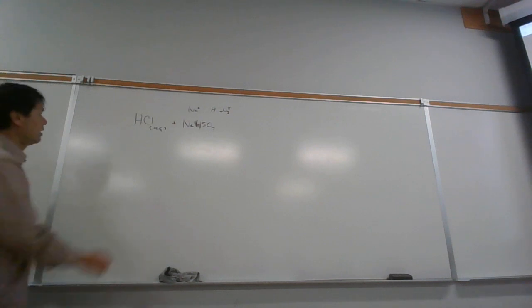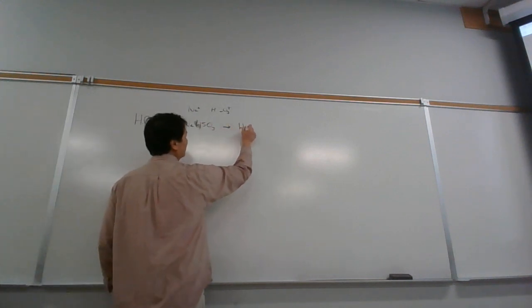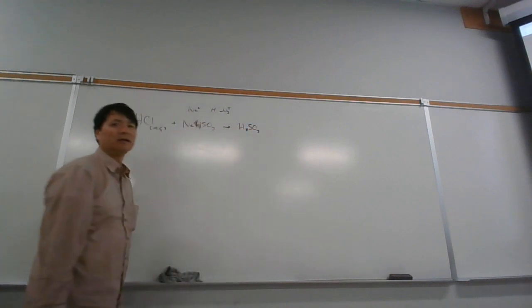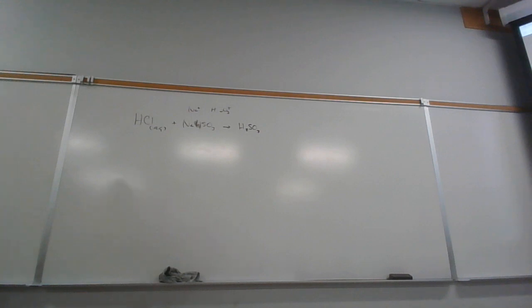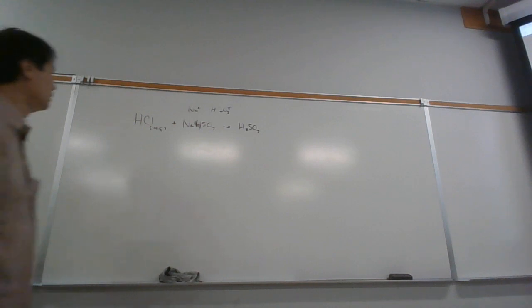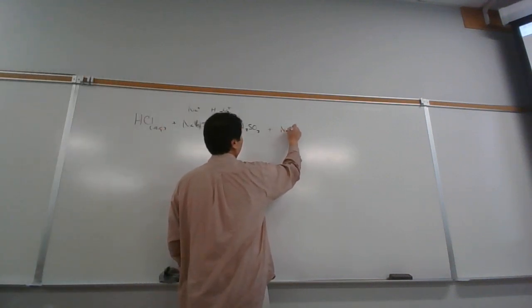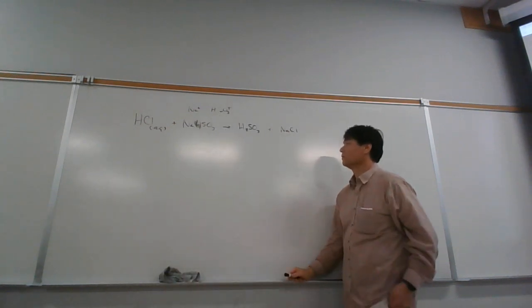And so what we're going to have is hydrogen sulfite. Hydrogen sulfite is called what? Is that sulfuric acid or sulfurous acid? Sulfurous acid. And sodium chloride. Sodium chloride would be NaCl. First, let's take a look at the driving force for this.